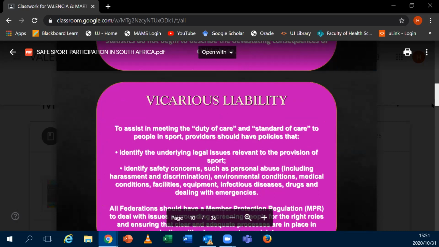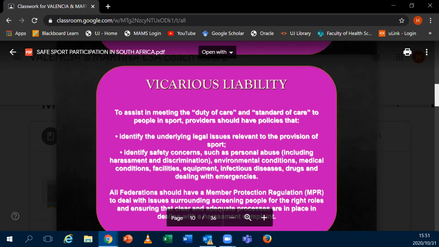Okay, then it goes on to look at the duty of care and the standard of care. And this also is reflected in the Coaches Code of Conduct. We speak about duty of care and standard of care, and understanding exactly what that means. And then also understanding the legal issues when it comes to the provision of training and competition. So that becomes very important as well.